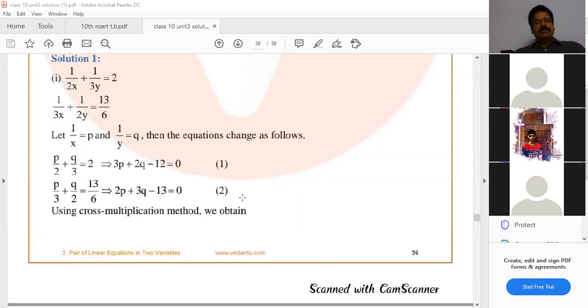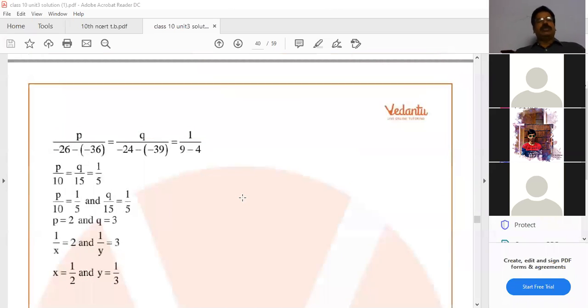Here he did a cross multiplication method. He can do by any method, no problem. P by B1 C2 minus B2 C1. Q by C1 A2 minus C2 A1 is equal to 1 by A1 B2 minus A2 B1. That is, you have to write A1, A2, B1, B2, C1, C2.